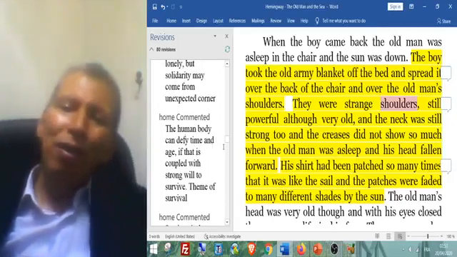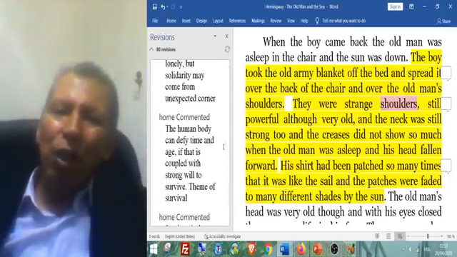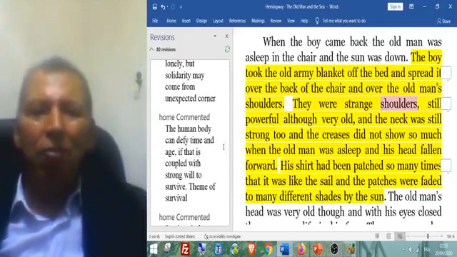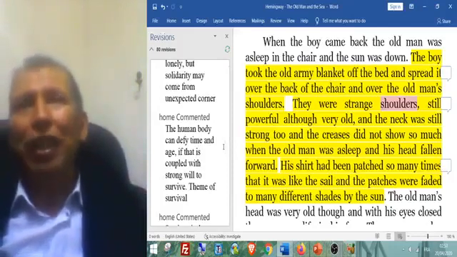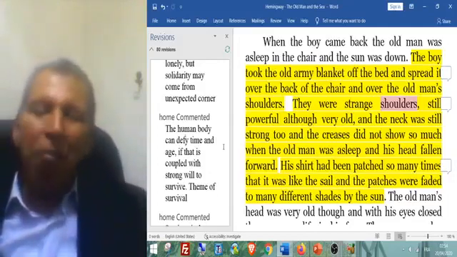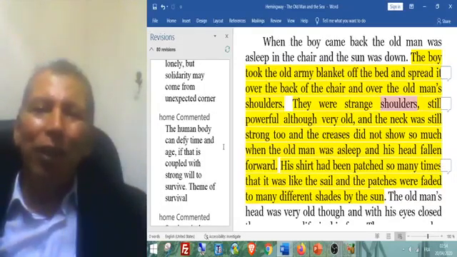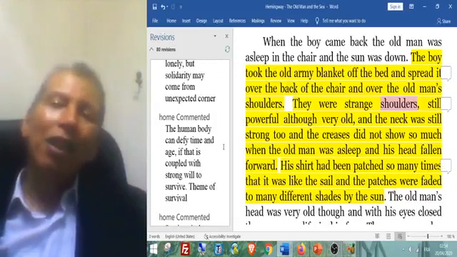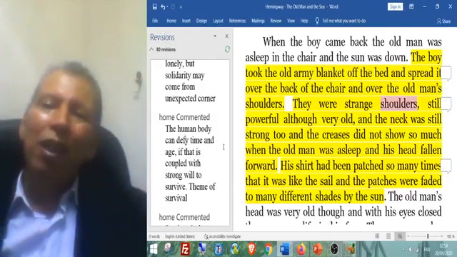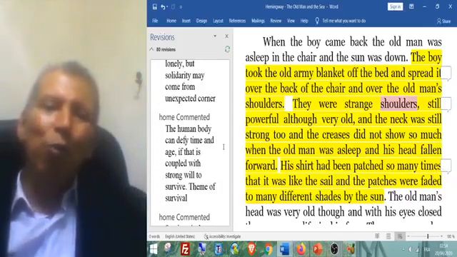Manolo is observing the sleeping Santiago and looks at his shoulders, and we see that the human body can defy time and age. The human body can defy time and age. There is something enduring, like an oak tree, in the human body. It's physical, but also psychological. Resilience is both physical and psychological, and Santiago has got both of them.